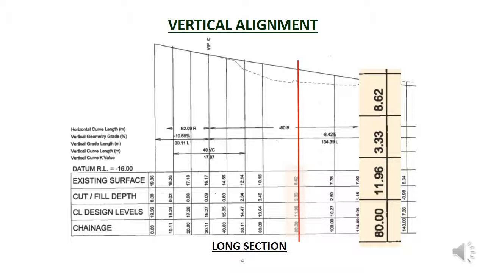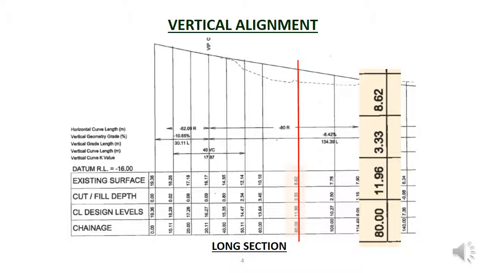Remember that we had chainages on the plan, so you can see where this point is on both the plan and the long section. The next row up is the CL design level, which is the level of the center line on the road. So at this point, the center line is at a level of 11.96 meters above the datum. The next row up is the depth of the cut or fill at that point, with fill shown as positive numbers and cut shown as negative. So we can see that there is 3.33 meters of fill required at this chainage.